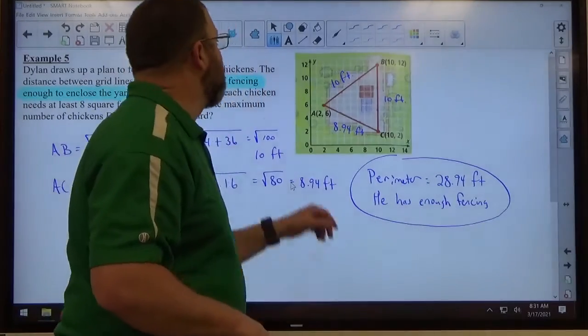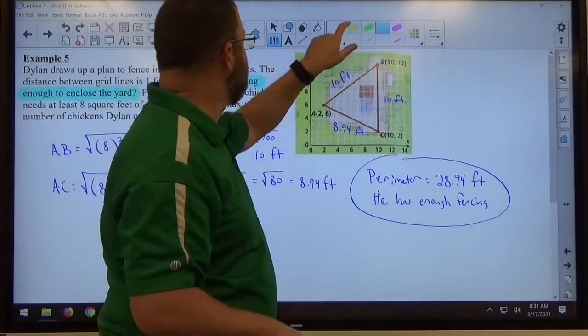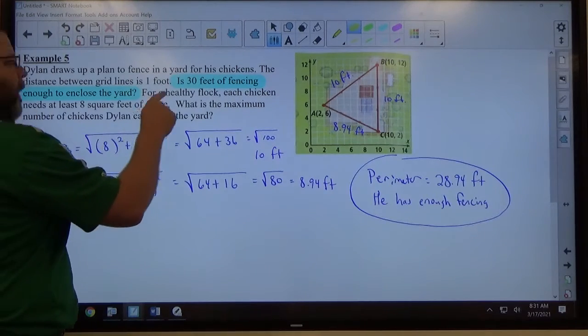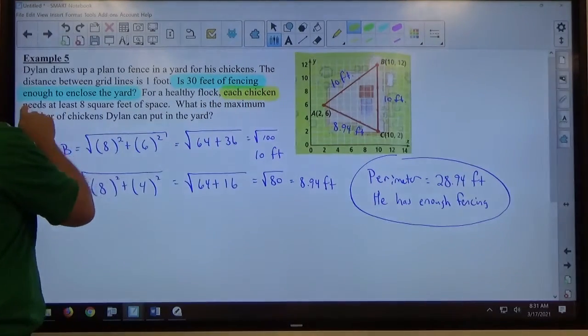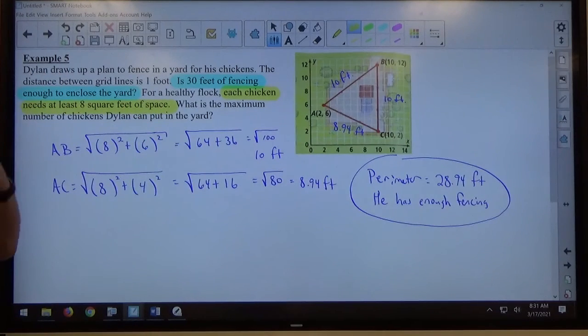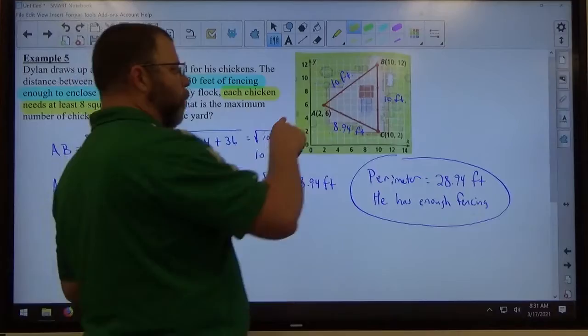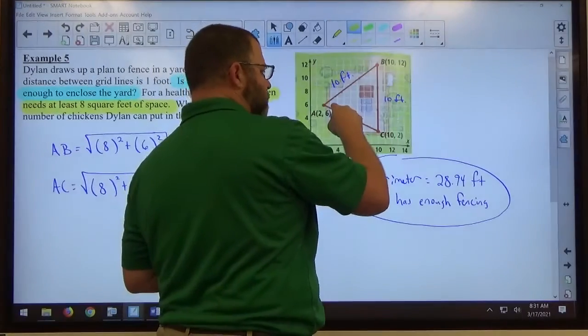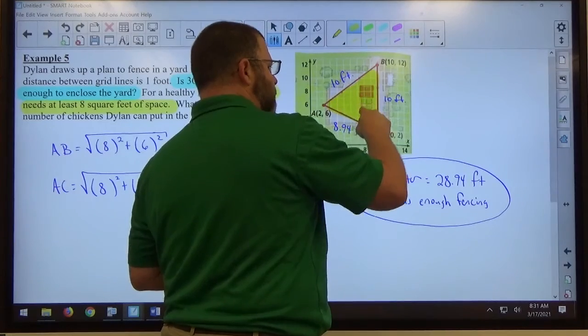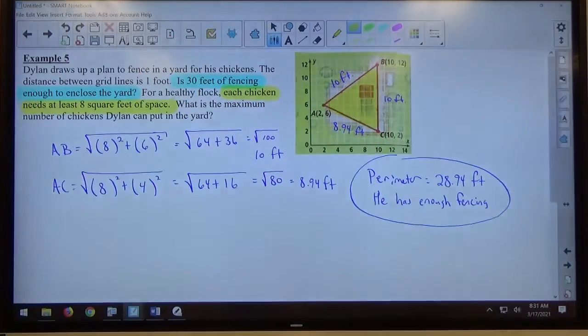The second part of the problem, if we keep reading, it says, for a healthy flock, each chicken needs at least 8 square feet of space. What is the maximum number of chickens Dylan can put in the yard? So if each chicken needs at least 8 square feet of space, space has to do with how much room is inside the figure. Perimeter is how far around the figure is. Square feet come from area. So if we're looking at this amount of space in here, every chicken needs 8 square feet of space to be able to run around.